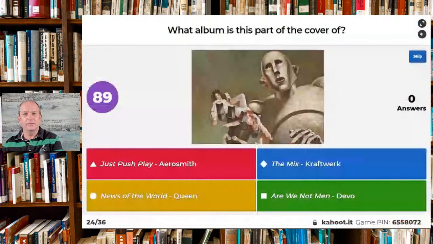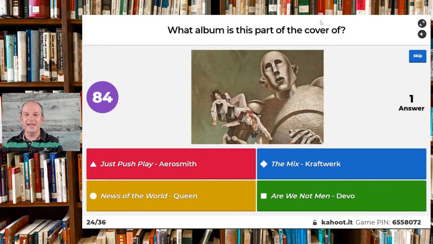Is it Just Push Play by Aerosmith? Is it The Mix by Kraftwerk? News of the World by Queen? And Are We Not Men by Devo? Actually, it should be Are We Not Men? No, We Are Devo by Devo, but I didn't want to fit the whole answer in, so I know what it should be. So what is it? Just Push Play by Aerosmith, The Mix by Kraftwerk, News of the World by Queen, or Are We Not Men by Devo? And yes, it was a glove stretcher in the last one.